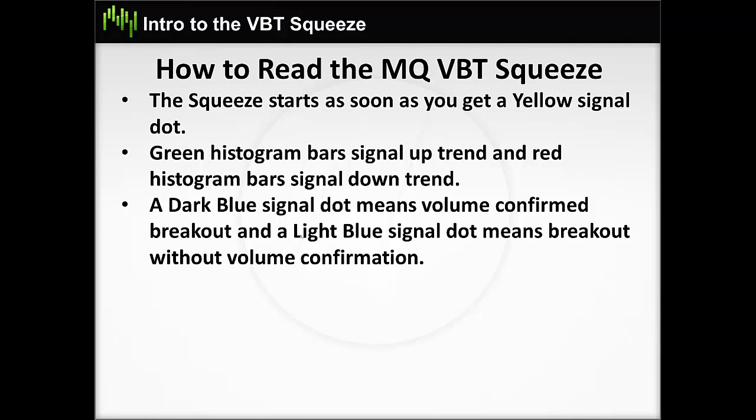Now, how do you read the indicator? Because I've been telling you all about it, but I haven't shown you it. Well, the squeeze has a few different components. When you look at the indicator, there's going to be a line going through the middle. It's a series of dots, and then there's going to be histogram bars going up and down. The dots in the middle are our signal dots. If we have a yellow dot, that means the squeeze has started. A bright yellow dot means we have below average volume, so we have a squeeze with below average volume. If we have a dark yellow dot, that means we have above average volume for the squeeze.